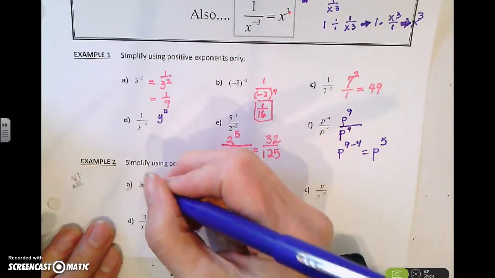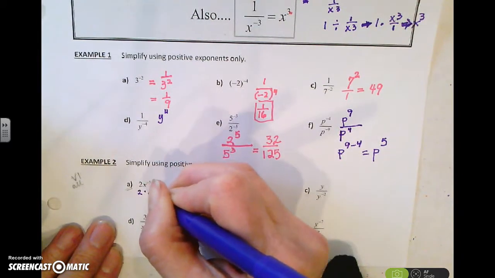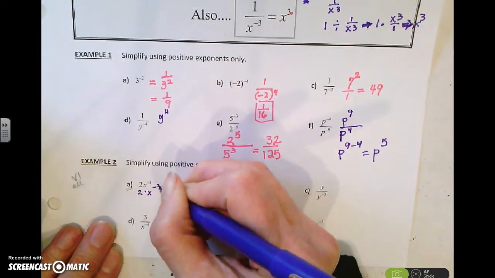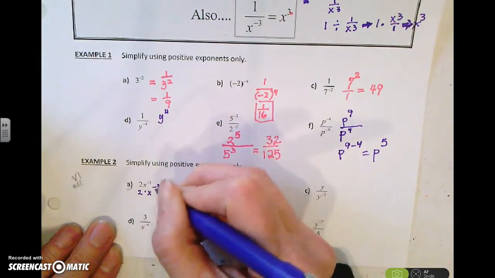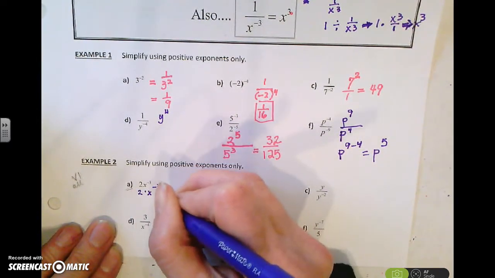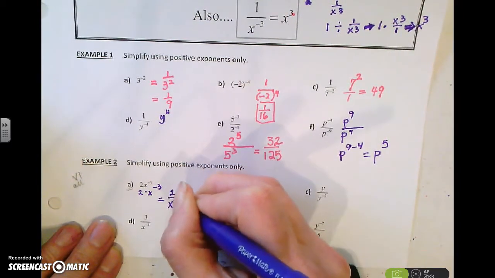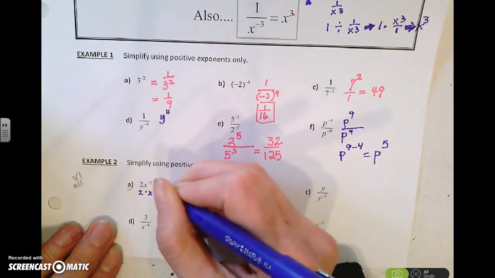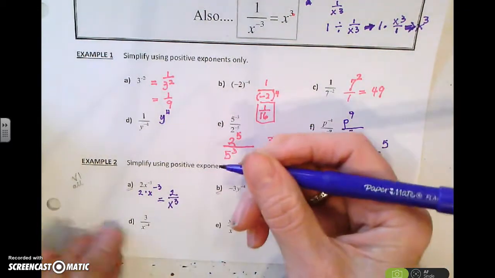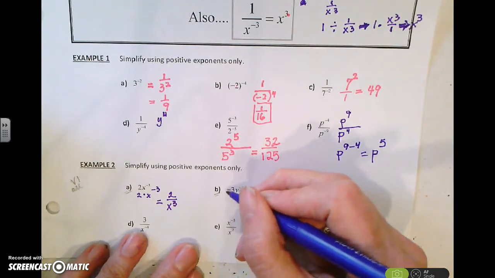For example 2a, we want to realize that this is actually a product of 2 times x to the negative 3. And then our x to the negative 3 is the only part of this product that's going to move to the denominator, and this becomes 2 over x to the positive 3. The negative drops, becomes positive. Same thing is going to be true here. Remember, this is a negative.